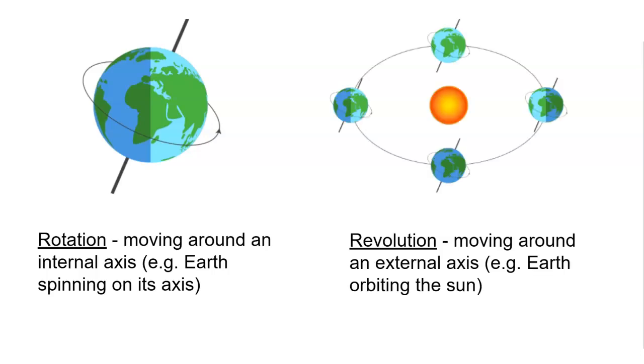Revolution is when an object is moving around an external axis. So here we have the Earth orbiting the sun, and this would be an example of revolution. So the Earth is both rotating and revolving at the same time.